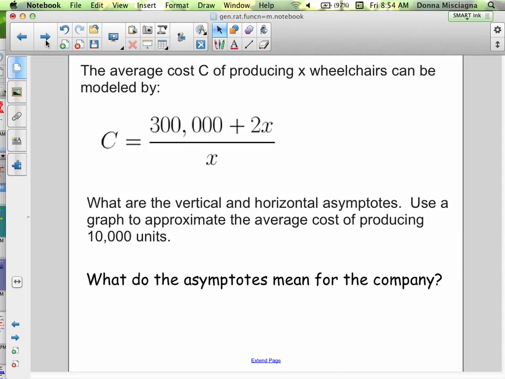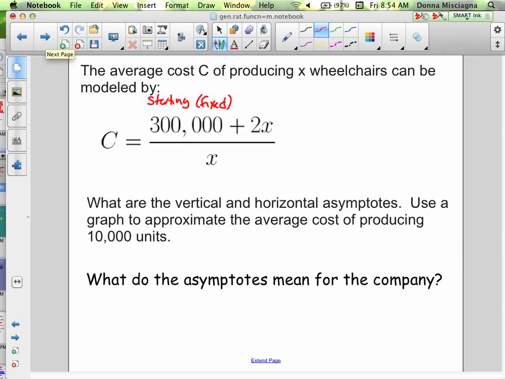Starting cost, fixed cost, exactly. So these are our starting and fixed cost. No matter what, you have to have the machinery at the factory to make the wheelchairs, make whatever it is you want to make.